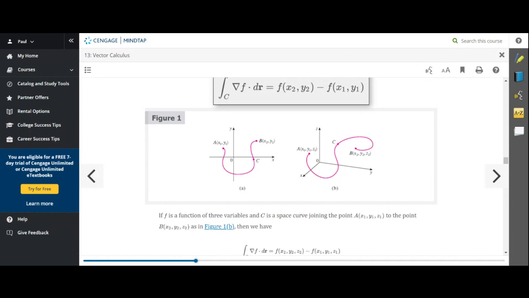So let's prove this. To prove this, I want to go to the whiteboard and write something down here.